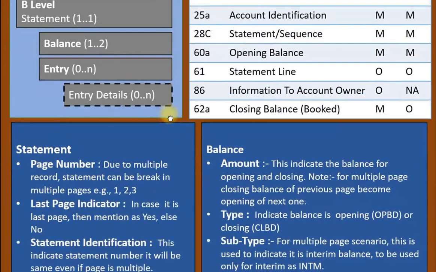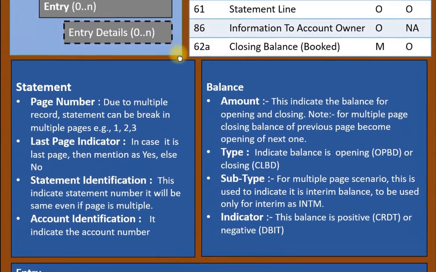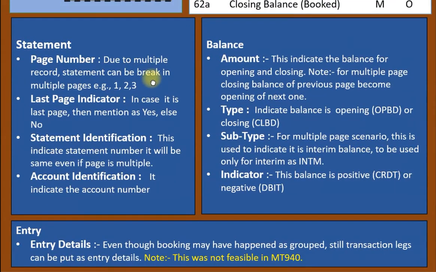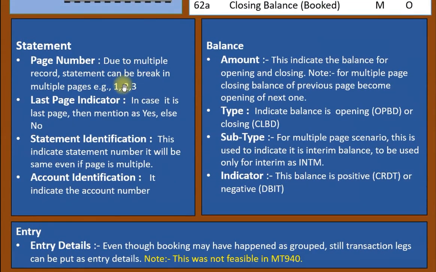Other than that, some key information in the statement is the page number, which can indicate, if it is a very big statement, multiple pages. The last page number indicated will show whether it is the last page or not. The statement number will be the same across all the pages because it is a statement number. Account is as it was in 25C. Balance will provide the amount and will also indicate whether it is opening or closing using OPBD and CLBD. Subtype can be there to indicate it is an interim balance because of the page number. An indicator will show whether it is a positive or negative balance, CRDT or DBIT.